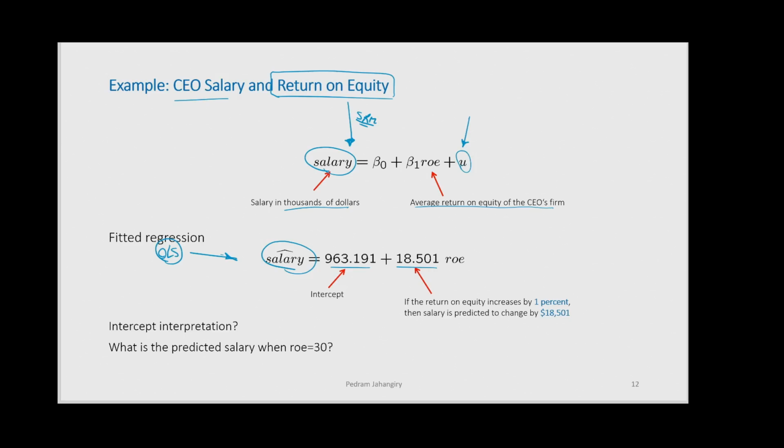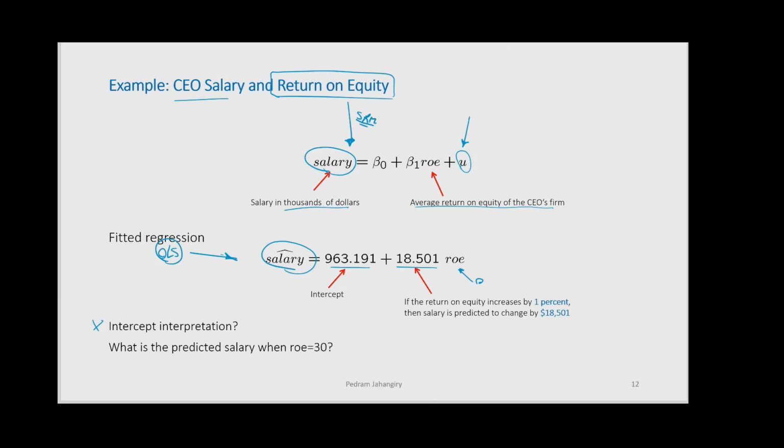Starting with the intercept interpretation. Even though we said we don't pay too much attention to that, let's see if it makes sense here or not. Even in this setup it doesn't make sense, because if I plug 0 into ROE, the salary is going to be 963. What is the unit? $1,000. So if you're a CEO, you do nothing, your return on equity is 0, you will get back almost $1 million. Does that make sense? Absolutely not, right?